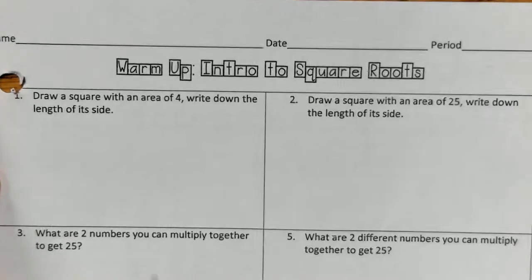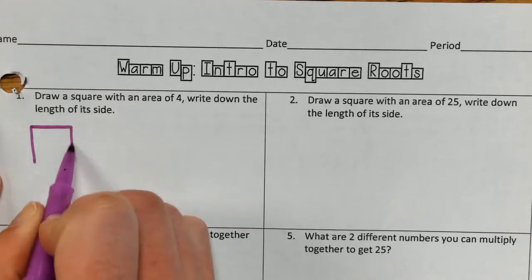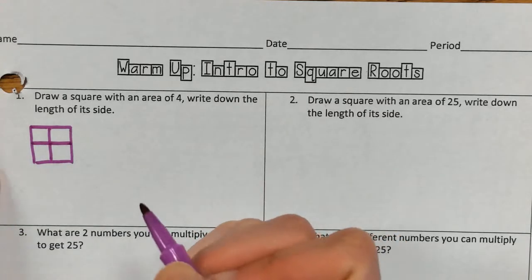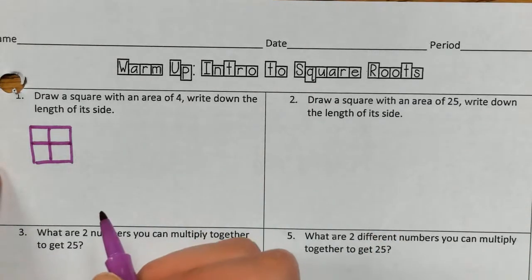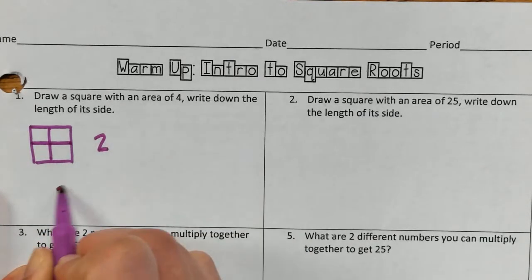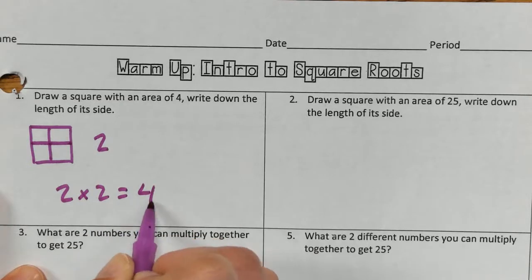Number 1 says draw a square with an area of 4. A square with an area of 4 is a square made up of 4 boxes. Can someone tell me what its side length is? Go ahead. 2. So, 2 times 2 equals 4.